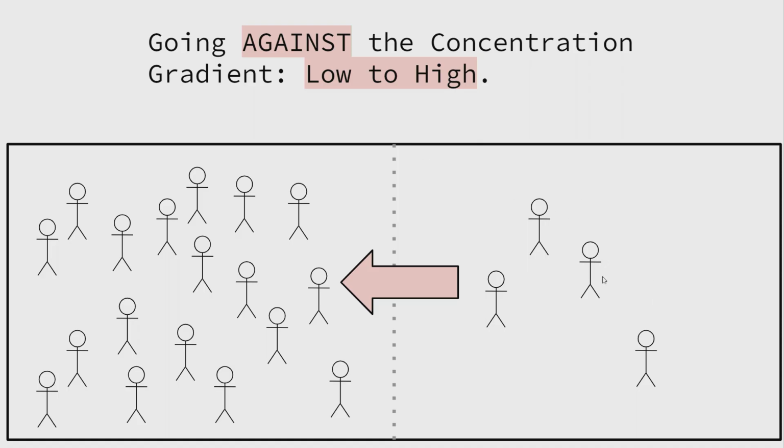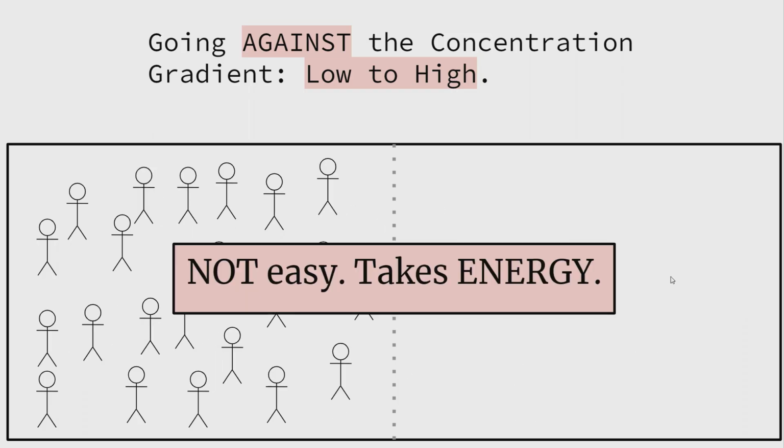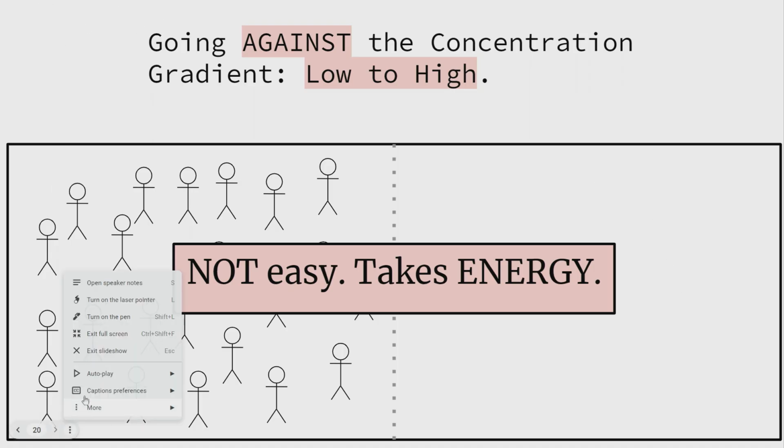Going against the concentration gradient would be moving people from this side to the other side, and that is going to take some form of energy. That's not easy. That's what we're talking about now with active transport.